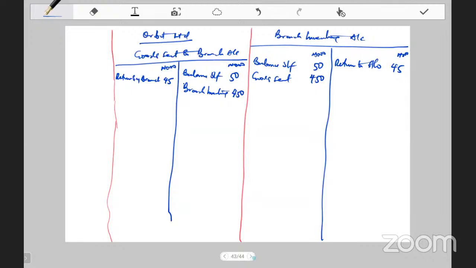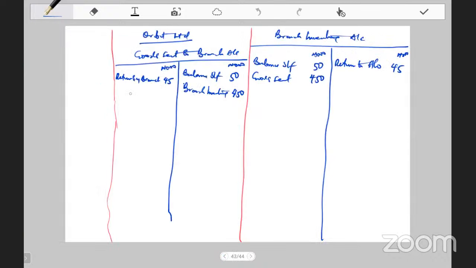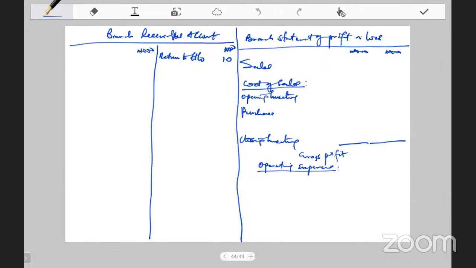Next item, goods returned to head office by branch customer. In this case, I go to the branch receivables account and say return to head office, 10. So I have my return by customer, 10. Don't forget our branch receivable must have a balance brought forward, which you don't know yet.